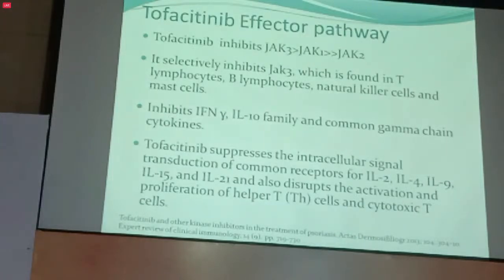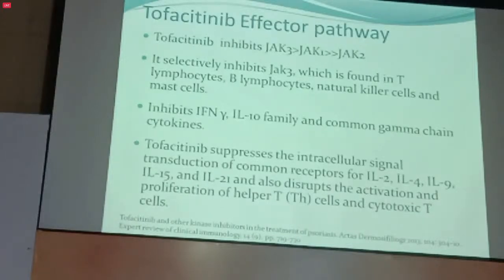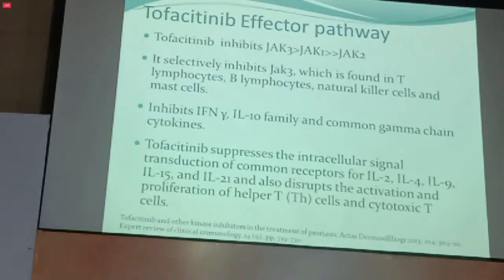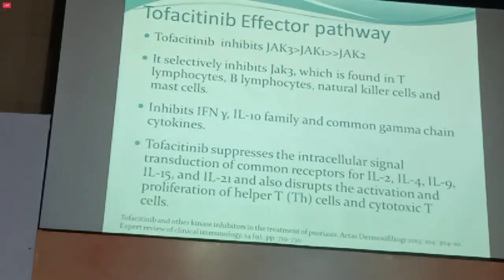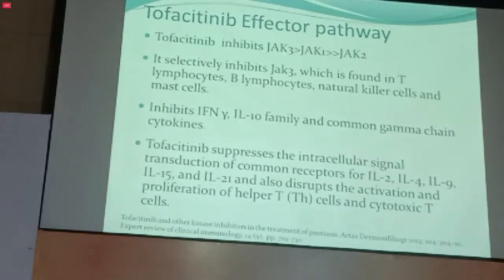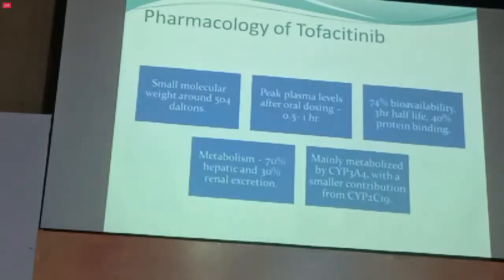So tofacitinib inhibits JAK3 more than JAK1 and JAK2. It selectively inhibits JAK3, which is found in T lymphocytes, B lymphocytes, natural killer cells and the mast cells. It inhibits interferon gamma, IL-10 family and common gamma chain cytokines. Tofacitinib suppresses intracellular signal transduction of common receptors for IL-2, IL-4, IL-9, IL-15, IL-21, etc.